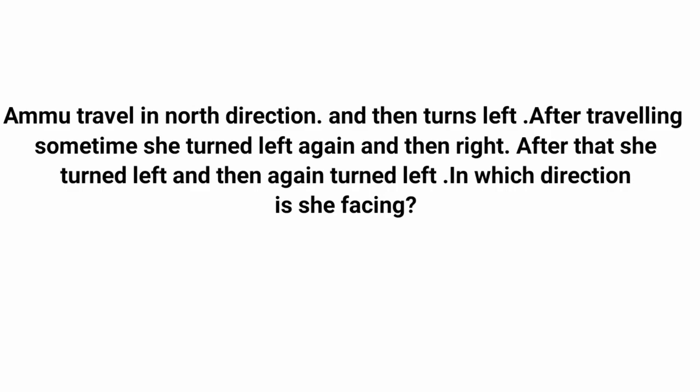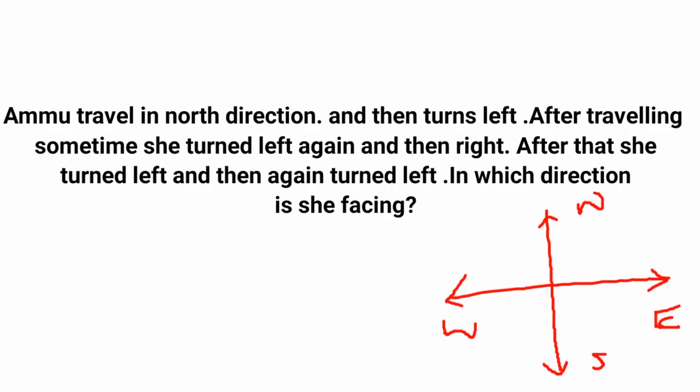Ammu travels in the northward direction. After traveling for some time, she turned left. Left means anti-clockwise direction. Now she is facing towards west. Then she turned left and then right. So that effect will be cancelled because left means moving in anti-clockwise direction and right means moving in clockwise direction. So that effect can be cancelled. After that, she turned left and then left.